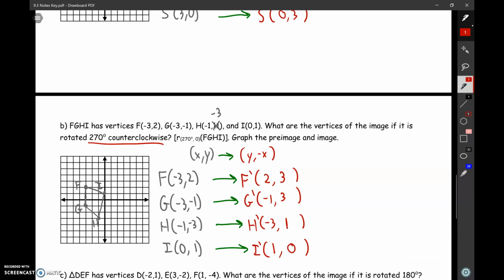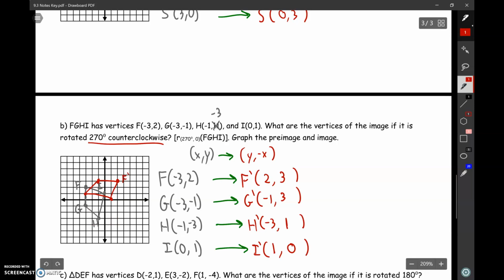So let's see how this looks. This should look like, again, either a quarter turn clockwise or three quarter turns counterclockwise. 1, 2, 3 is going to be our F prime. Negative 1, 2, 3 is going to be G prime. H prime, negative 1, negative 2, 3, 1. And then I prime, 1, 0. So again, a faster way to get to this figure would just be making a quarter turn moving clockwise. But if I went three quarter turns around my page, it looks like that would bring us back to this position. So yeah, that does look pretty accurate for the 270-degree counterclockwise rotation.